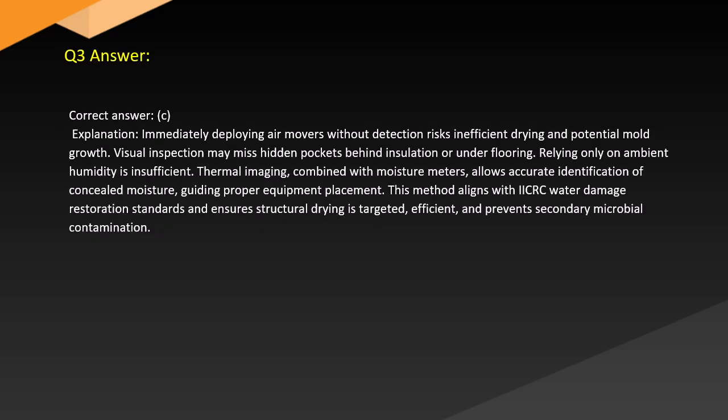Answer. Correct answer: C. Explanation. Immediately deploying air movers without detection risks inefficient drying and potential mold growth. Visual inspection may miss hidden pockets behind insulation or under flooring. Relying only on ambient humidity is insufficient. Thermal imaging combined with moisture meters allows accurate identification of concealed moisture, guiding proper equipment placement.